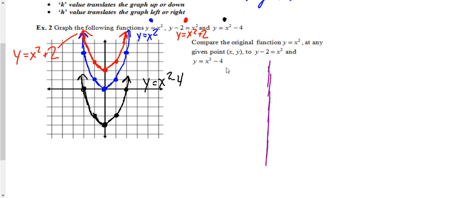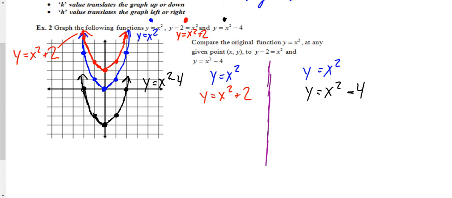So on the left, we are comparing y equals x squared, and on the right, we're also comparing y equals x squared. And both times we're comparing it to, on the left here, y equals x squared plus 2. And then on the right, we're going to compare it to y equals x squared minus 4.